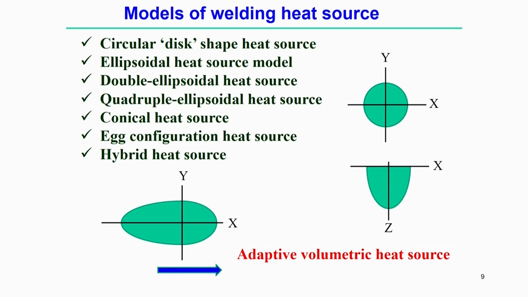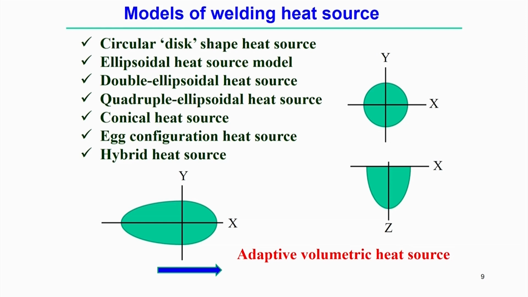But there is another type of heat source model, called the adaptive volumetric heat source model. This is introduced because, when you apply all these heat source models in simulation of the welding process, we need to predefine all the parameters. For example, geometric parameters of the ellipsoidal source, geometric parameters for the conical, geometric parameters for the double ellipsoidal.